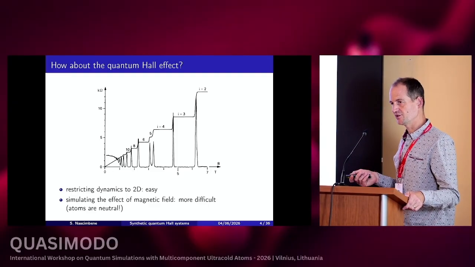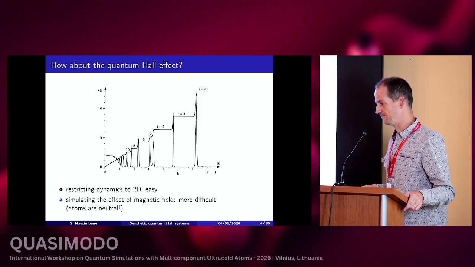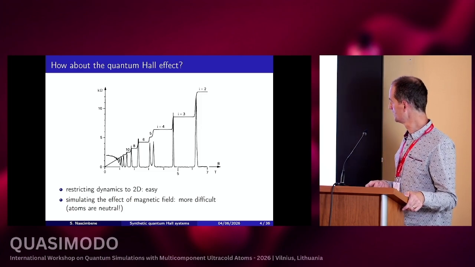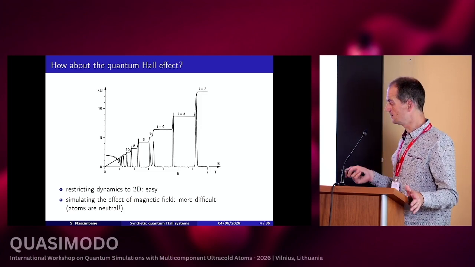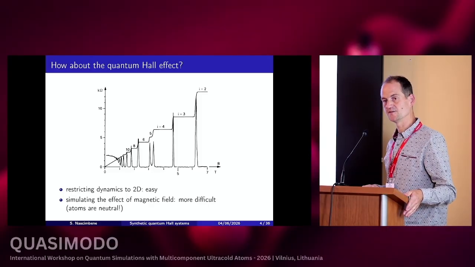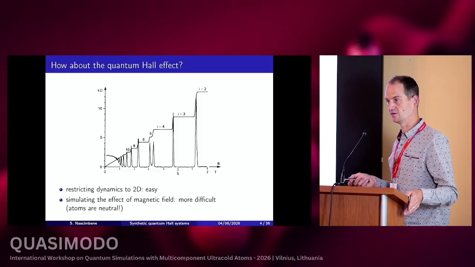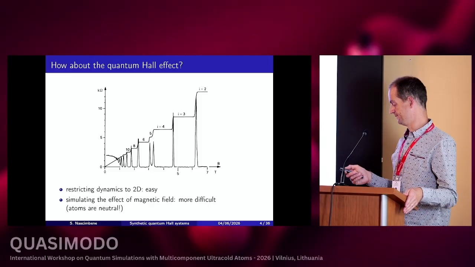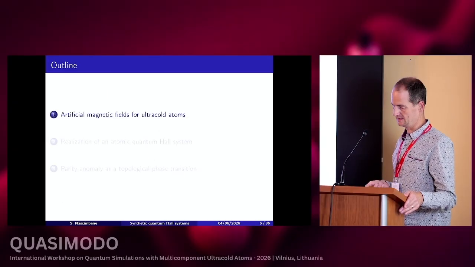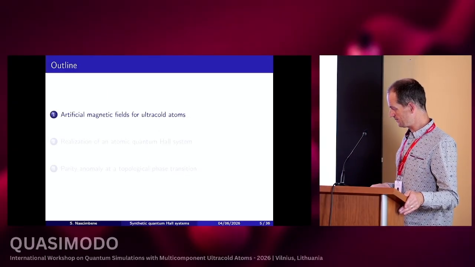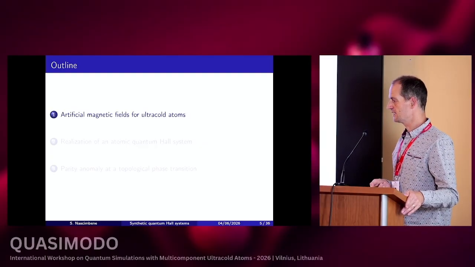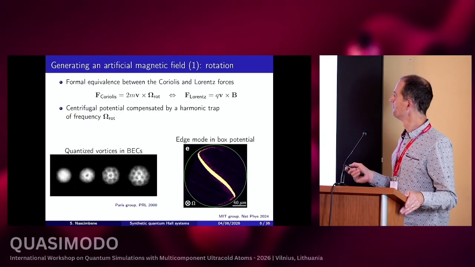And the big challenge is that when using atomic gases, the atoms are neutral. And so we have to simulate the action of a magnetic field acting on a charged particle in an artificial manner. And so this is what I will explain in the first section. What are the different techniques to achieve that?